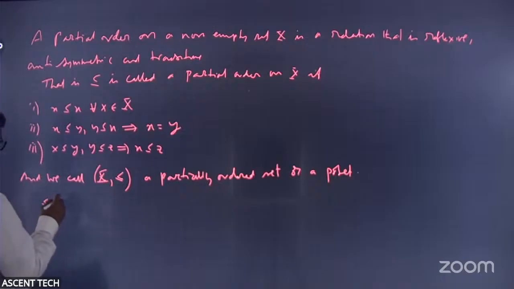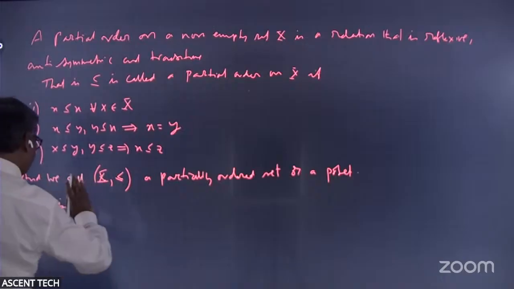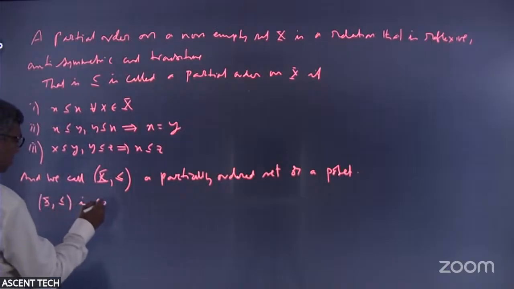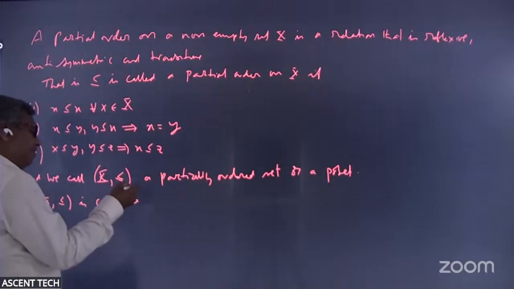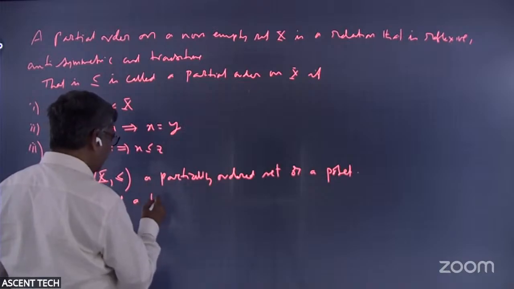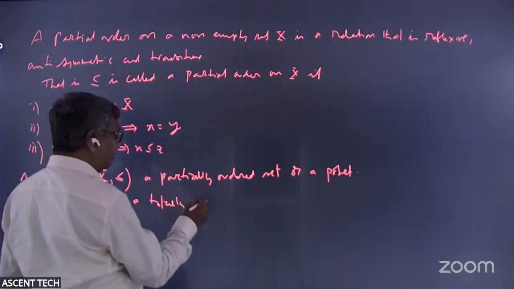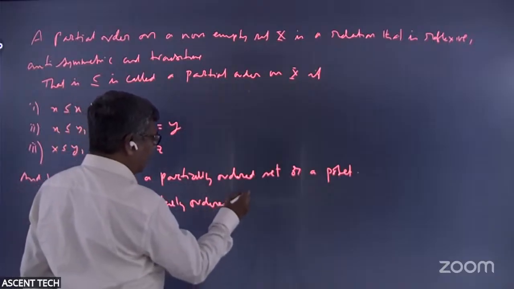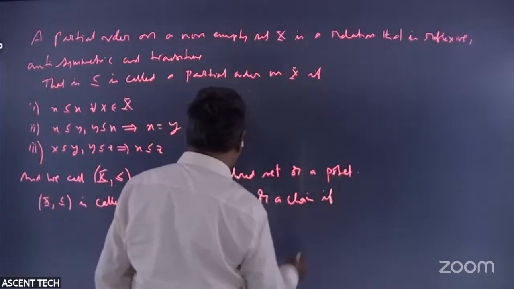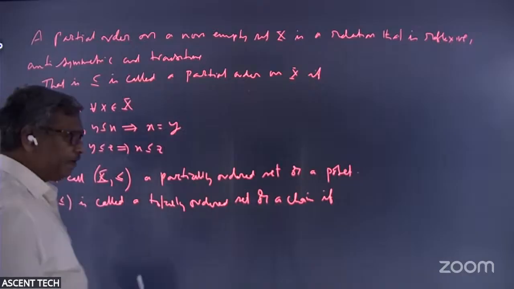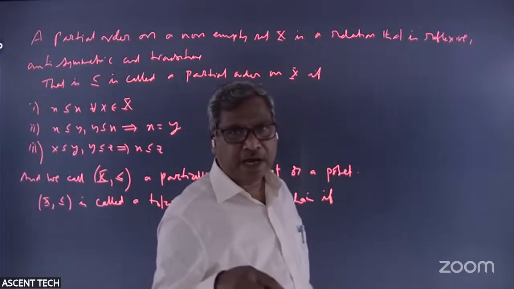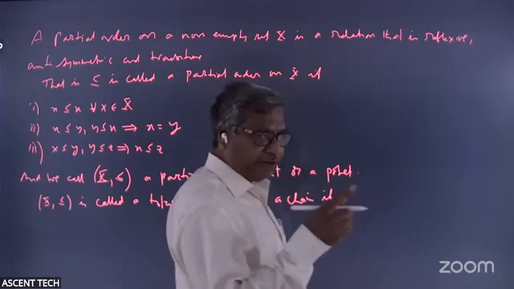X with less than or equal to is called a totally ordered set, or a simple ordered set, or a chain, if every pair of elements in X are comparable. If I take any two elements X and Y, I must have either X is less than or equal to Y or Y is less than or equal to X. There is no other option. Definitely they should be comparable.